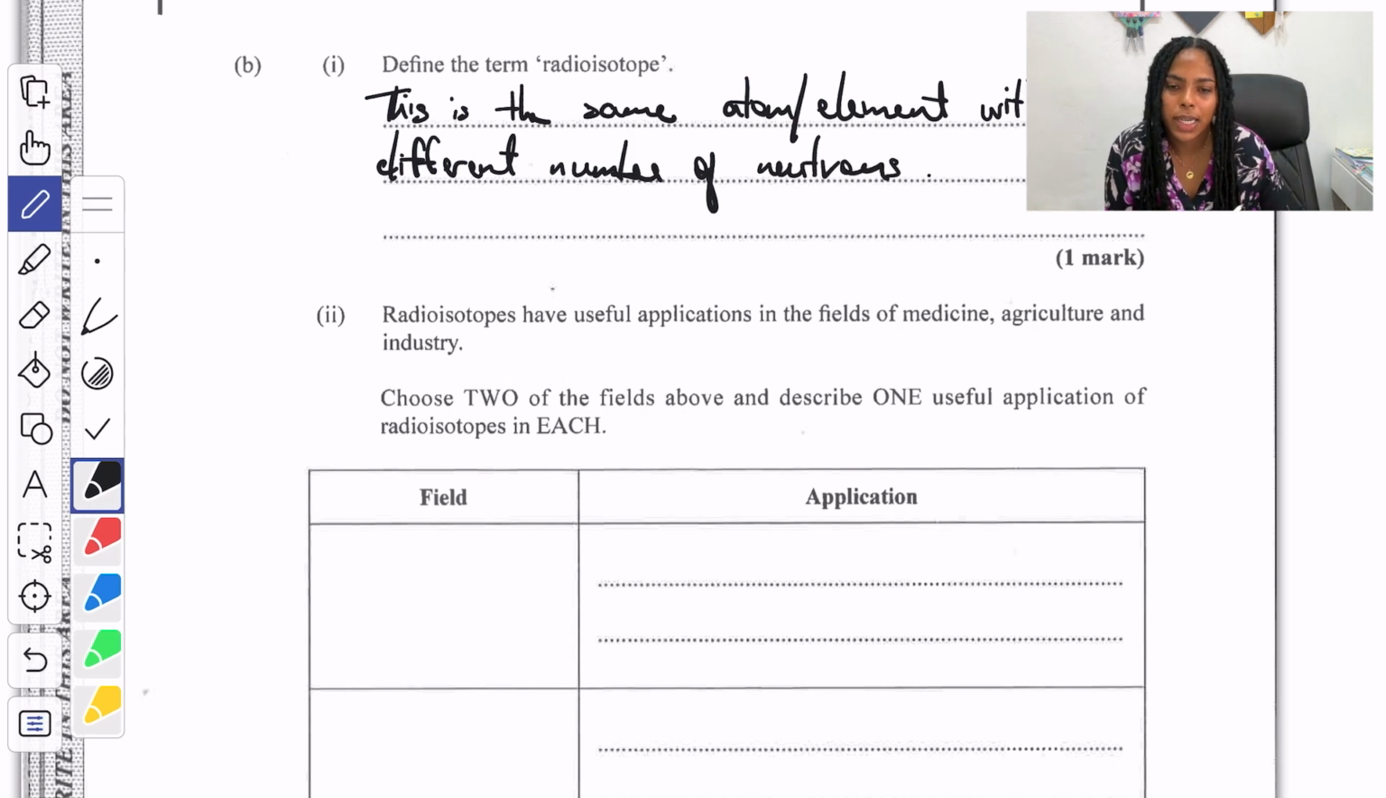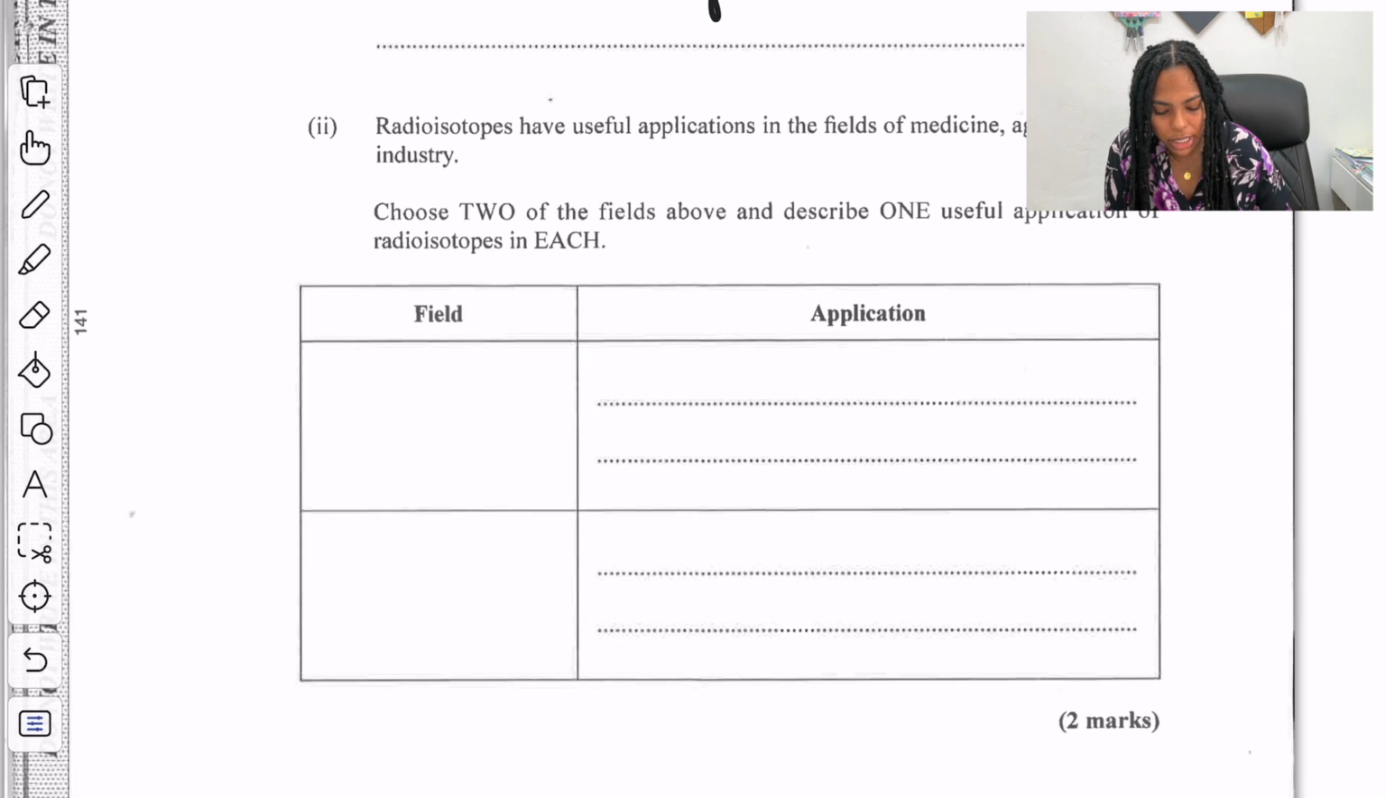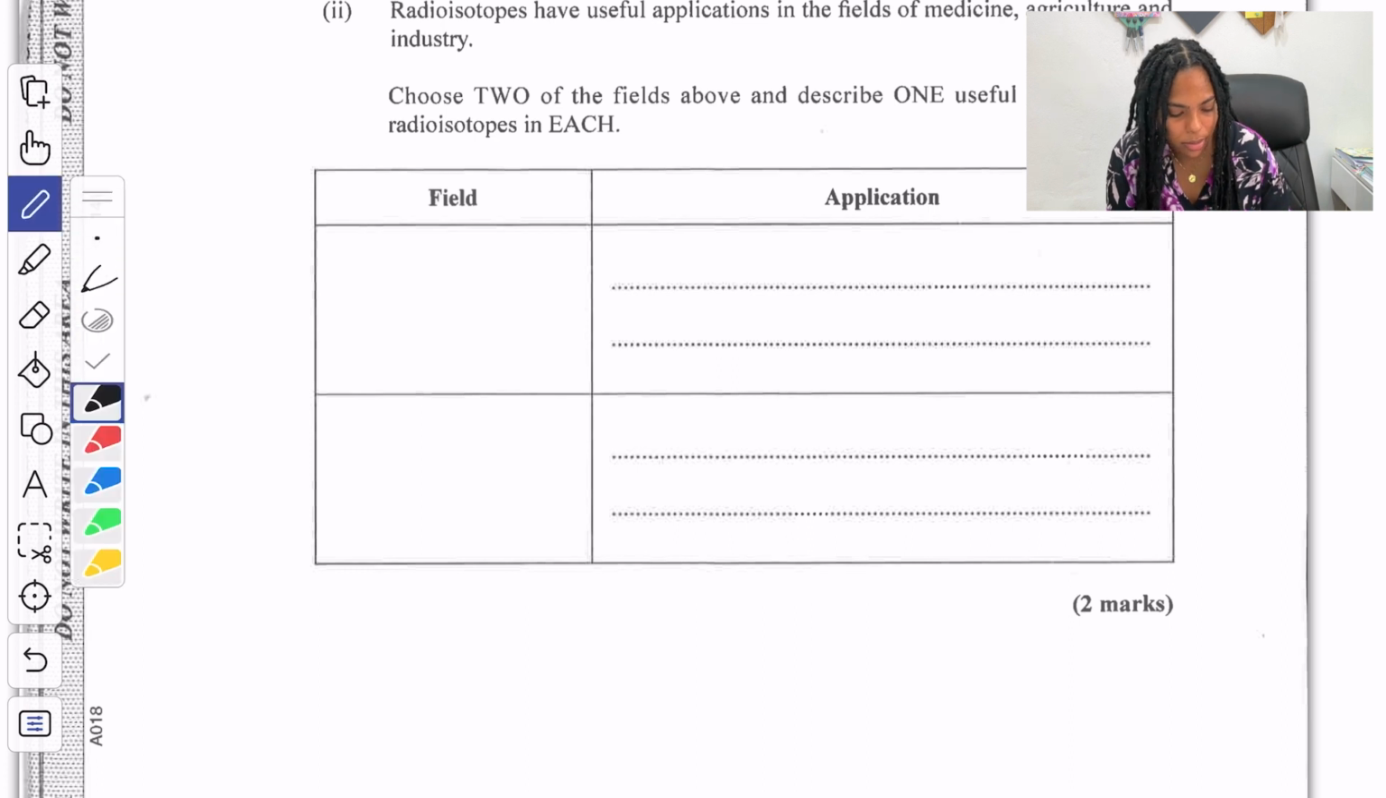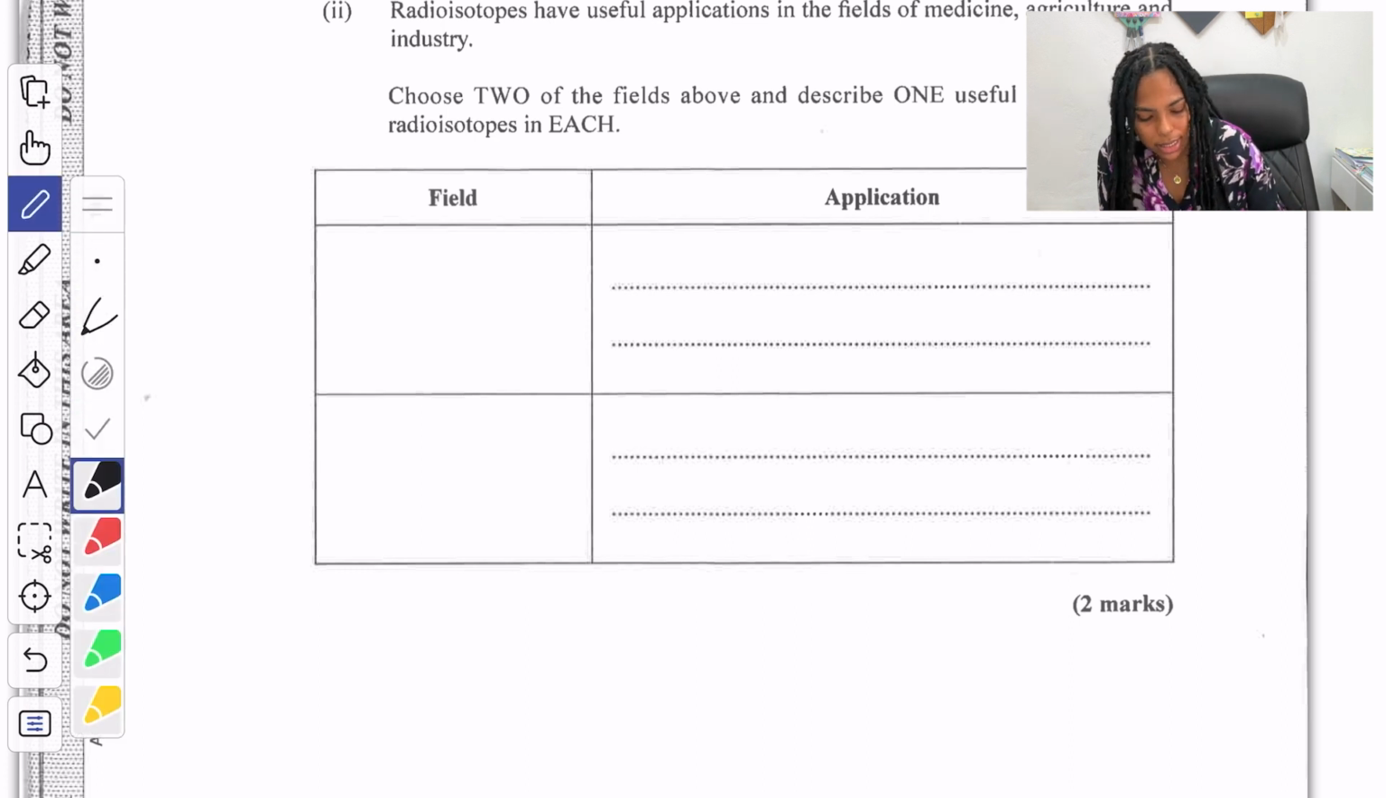Then radioisotopes have useful applications in the fields of medicine, agriculture, and industry. Choose two of the fields above and describe one useful application of radioisotopes in each. So I'll do it for all three so that depending on which one you did, you have a gauge of what you could have used. So starting with medicine first, because that's the easiest one.